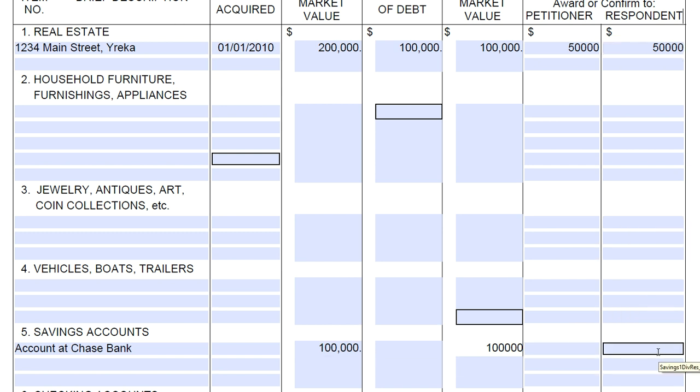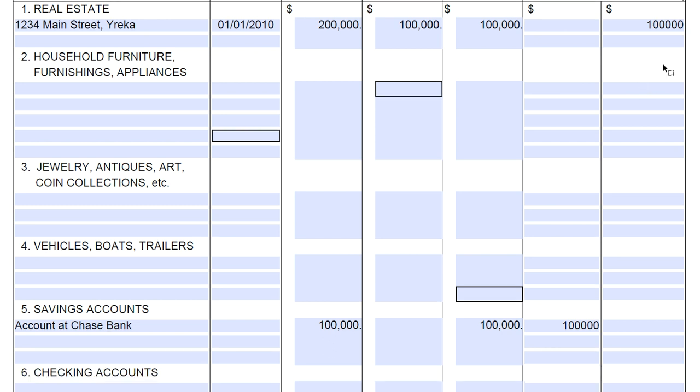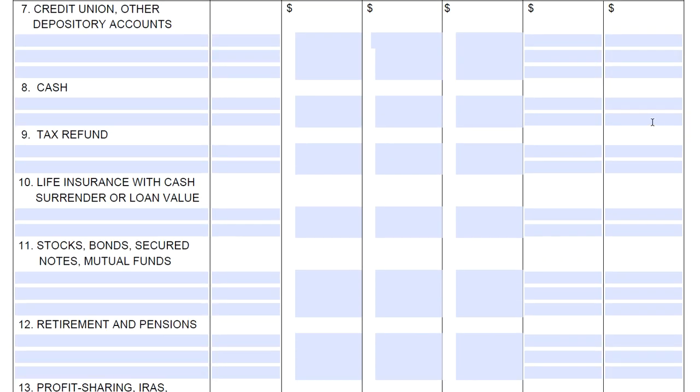So now you decide that you want to have the entire savings account, and to make up for it, you will let the respondent have the entire house. So you end up in a position where you have $100,000 here and respondent has $100,000 there, and you now have divided the community assets evenly, even though each asset is not divided evenly. The goal is just that overall what the respondent gets and what the petitioner gets should equal out.